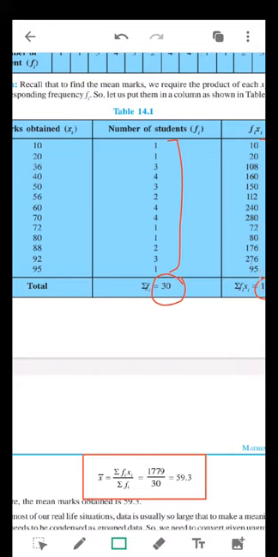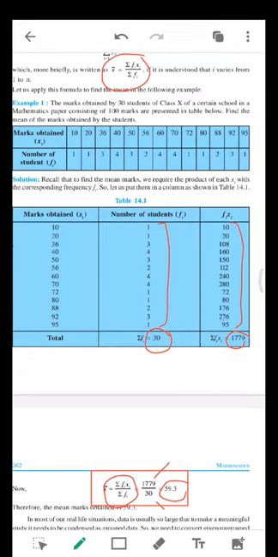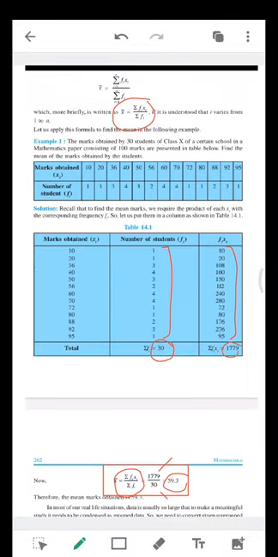Usually we denote mean by x bar. You can even write mean over there. So sigma fi xi by sigma fi, this is the formula. Substituting the values, our sigma fi xi is 1779. When you divide this by 30, you will get 59.3. So the mean marks scored by students, or the average marks scored by students of this class, is 59.3. This is the way we find the mean.